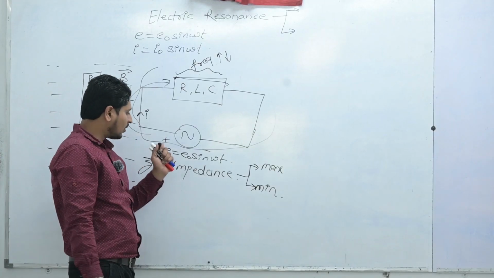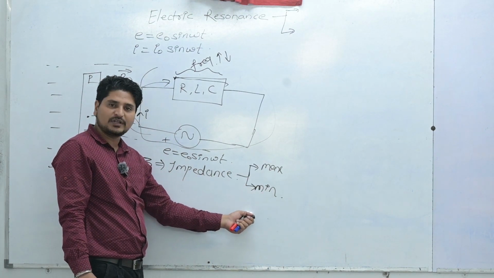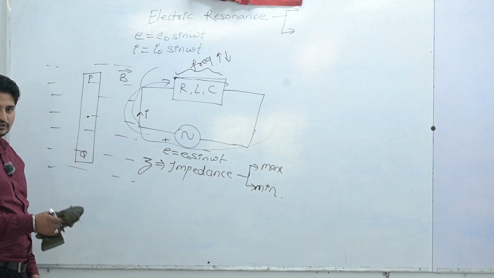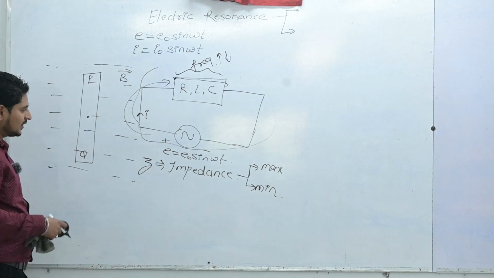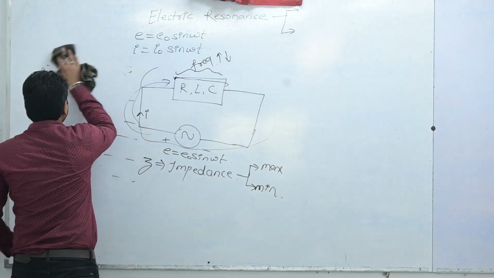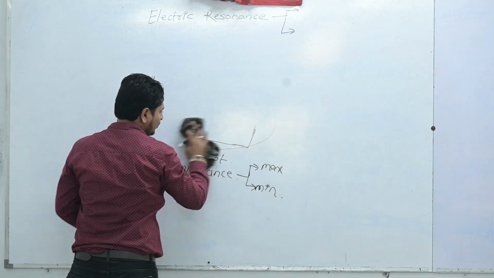So depending on whether the impedance is maximum or minimum, electric resonance is of two types. If it is maximum, electric resonance is of one type, and if it is minimum, electric resonance is of the second type. Clear? So there are two types of electric resonance. Let us understand what they are now.